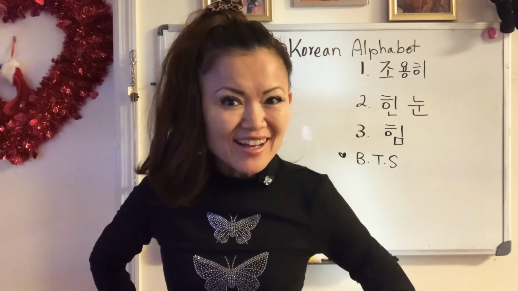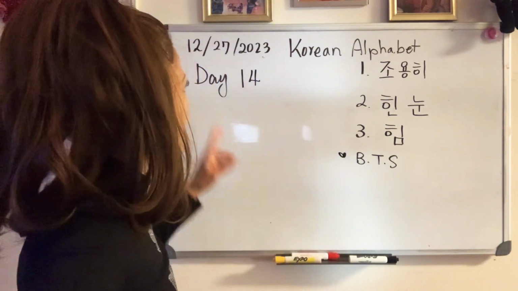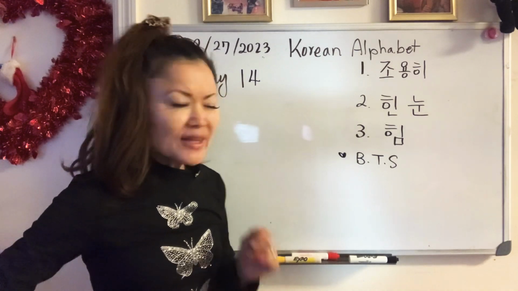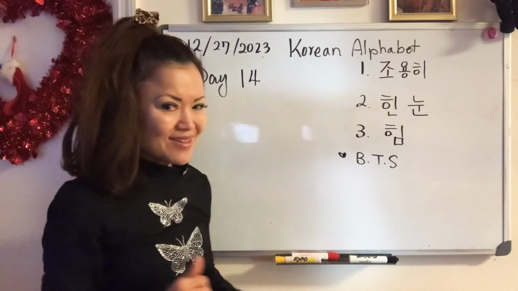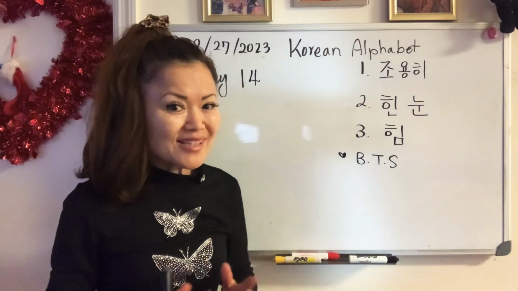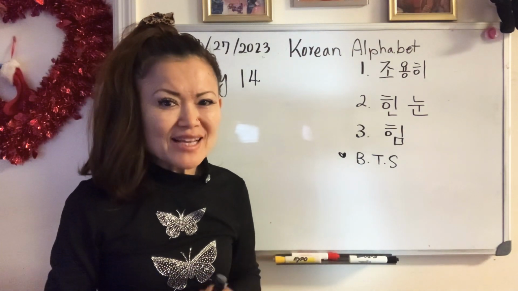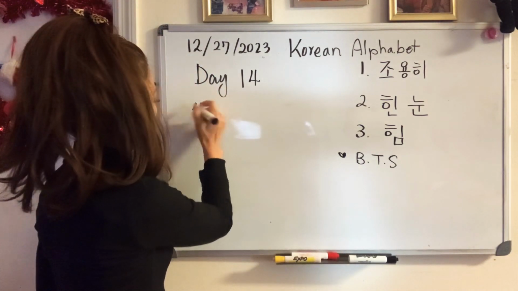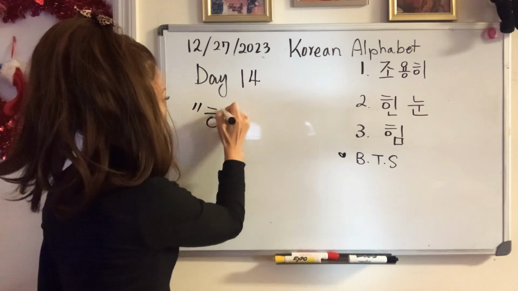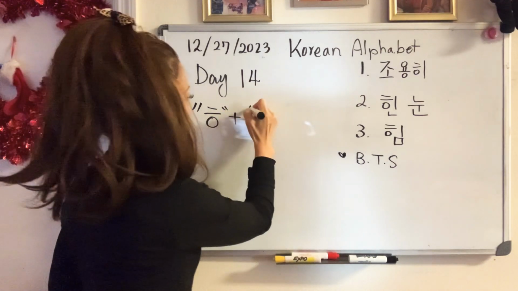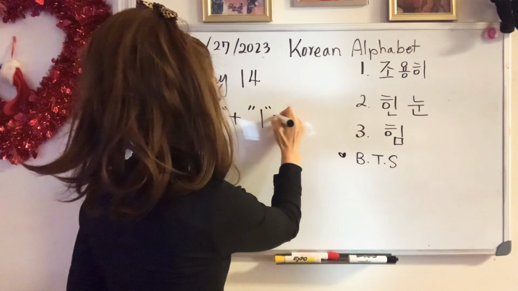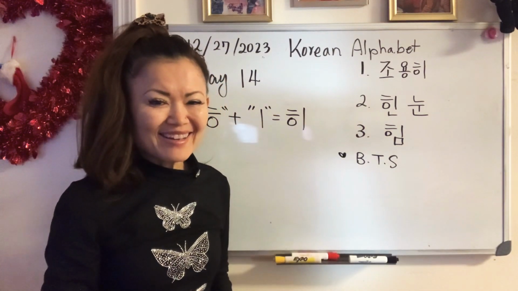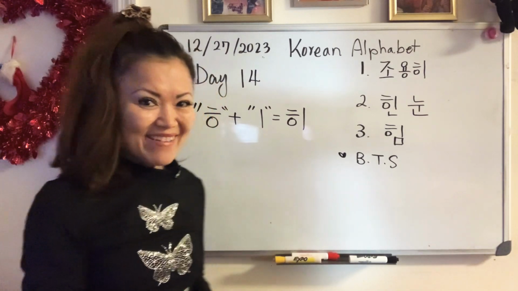Let's learn. Wednesday, December 27th, the lesson is Korean alphabet, day 14. 14 is the last day of the consonants. 14 means it's the 14th consonant, which is the H sound. It's called hit, with vowel E. With E, he. He. Very good.